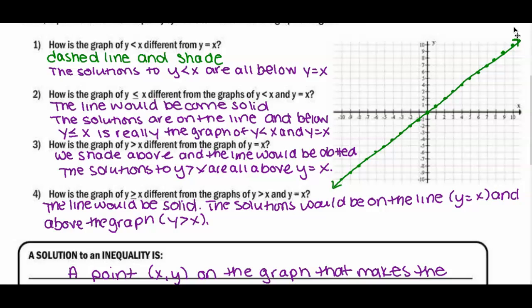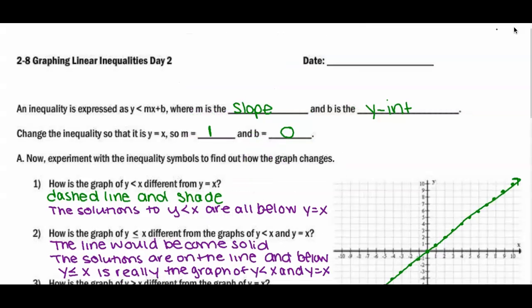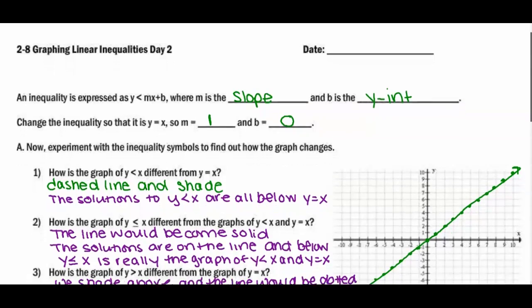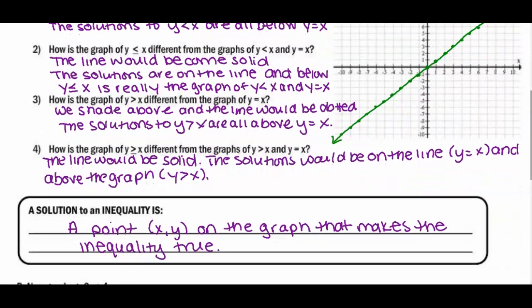So in order to talk about our solutions, we need to know what that means. So what is a solution to an inequality? Just like in the warm-up activity where we had the points above, below, and on, a solution to an inequality is a point that you plug in that makes it true. So it's a point on the graph that makes the inequality true. So what is a solution? It is a point on the graph that makes the inequality true.